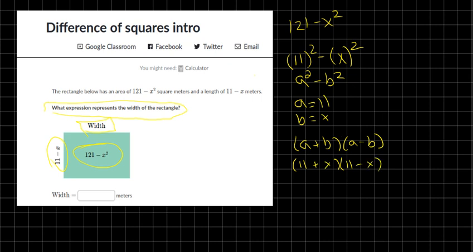There we go. And that's my factored form, but we already have this one factor over here. So my actual answer, I don't need. This one is already on one side, and I want to put this 11 plus x in as the width. So I'm going to put in here 11 plus x.